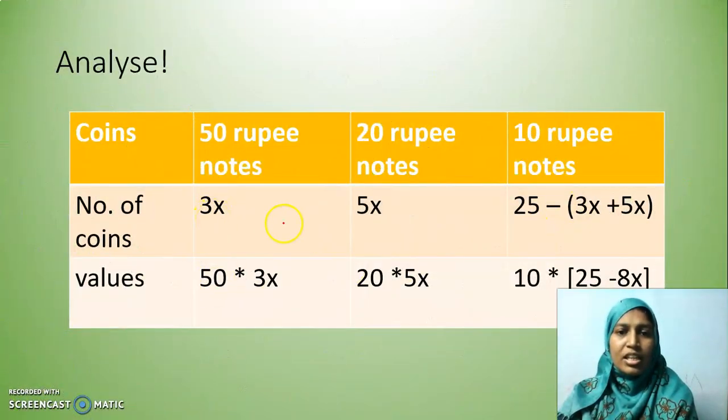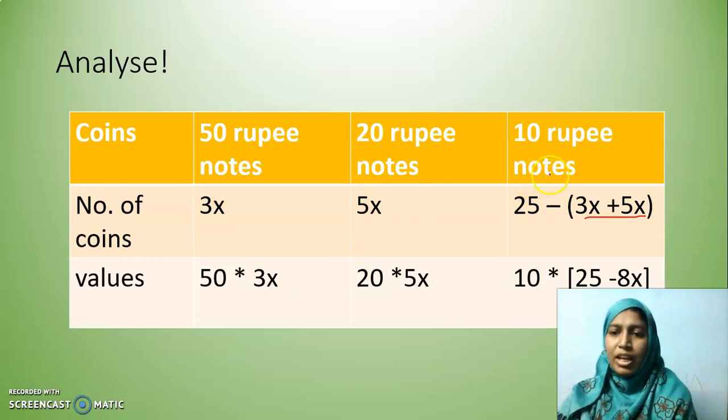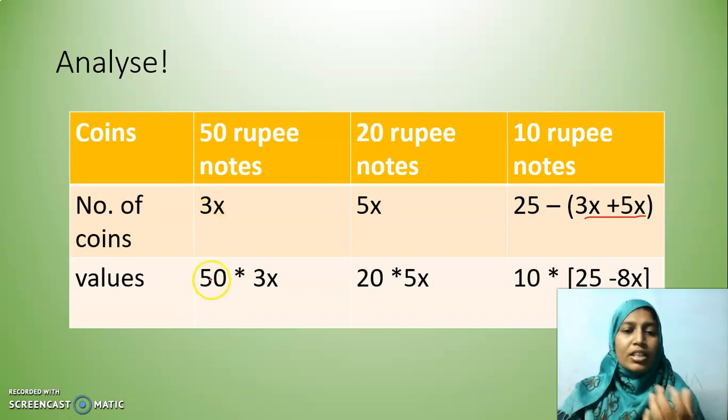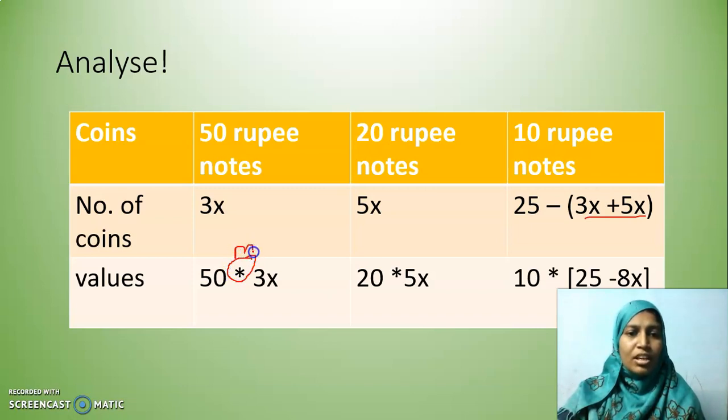Again, I am putting it in tabular format, which makes it very clear for us. See here, she had 3x 50 rupee notes, 5x 20 rupee notes and 10 rupee notes she had 25 minus (3x plus 5x). These two represent these two notes. If we add it up and subtract from 25, we will get how many 10 rupee notes she had. And to find the value, if she had 3 50 rupee notes, it is 3 into 50 rupees. If she had 9 50 rupee notes, 9 into 50. The star I made is for multiplication, my dear children, because x and multiplication look the same, so I changed the symbol to an asterisk. So 20 into 5x, 10 into 25 minus 8x.